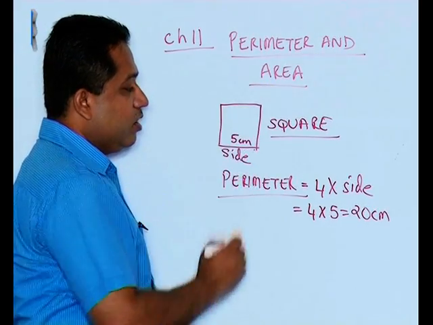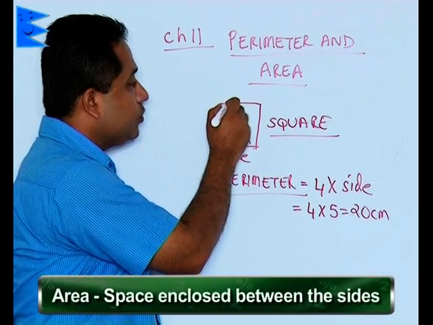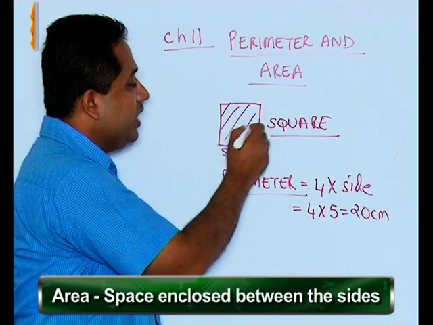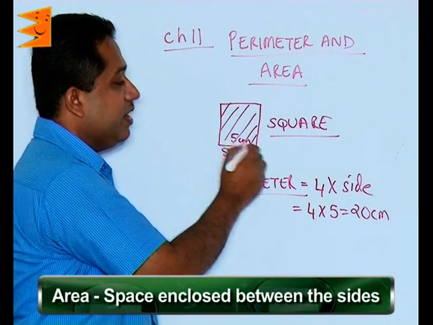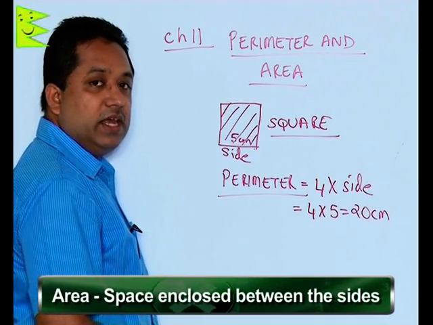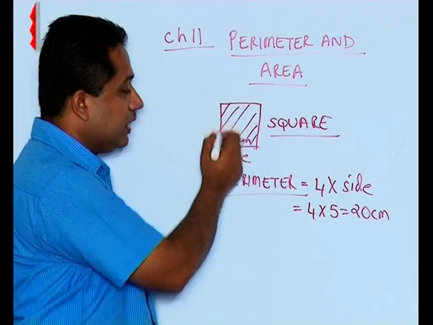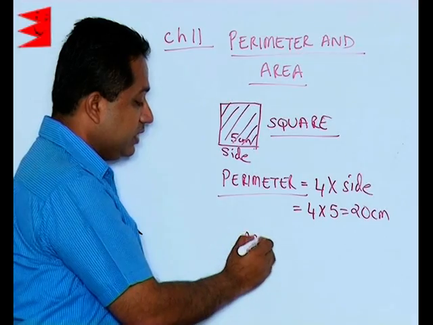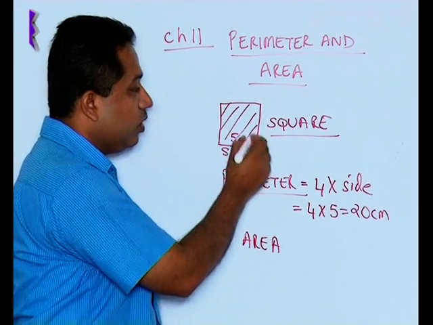What is the area of a square? Area refers to the space enclosed between these sides. So, we have the 4 sides here, the space between them is referred to as the area. Perimeter was the boundary length, but area is the space between all the 4 sides.